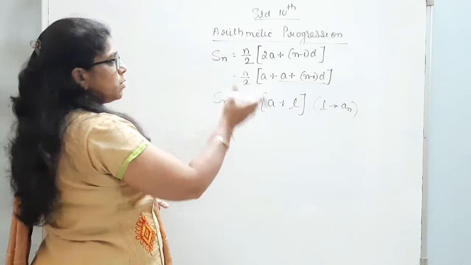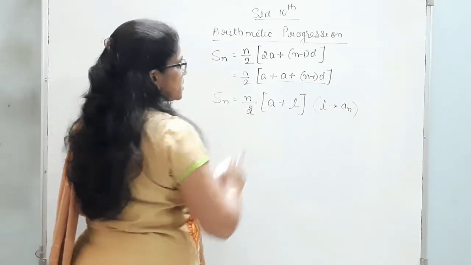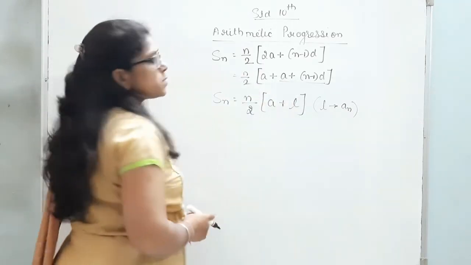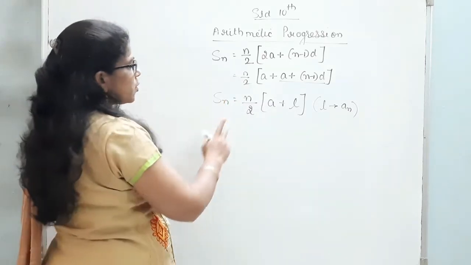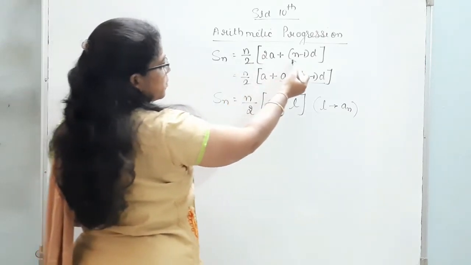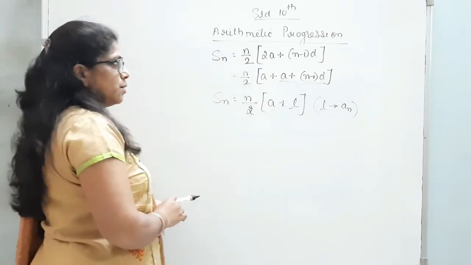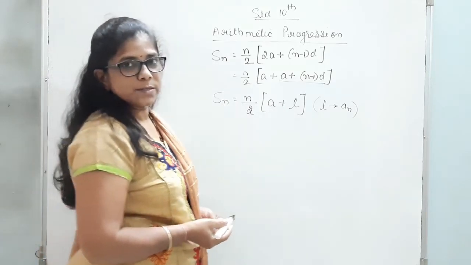So we have one more simple formula of Sn, that is Sn is n upon 2 into a plus l. When you know the last term of AP, we can use this simple formula. So now we have two formulas for Sn, that is n upon 2 into 2a plus n minus 1 into d, and n upon 2 into a plus l. Now we will solve the sums based on these two important formulas.